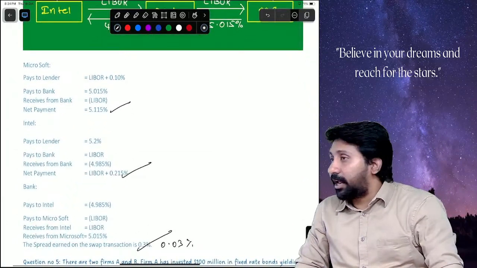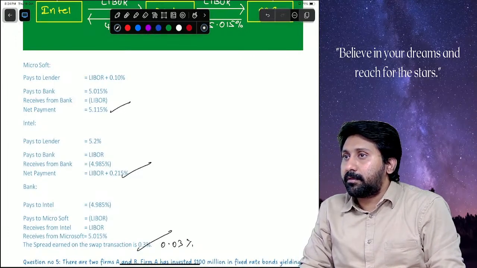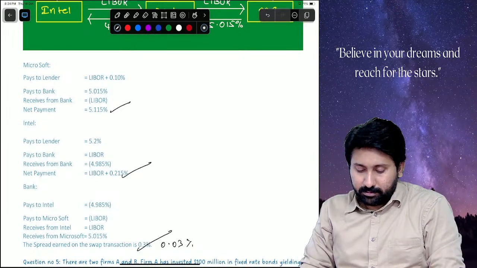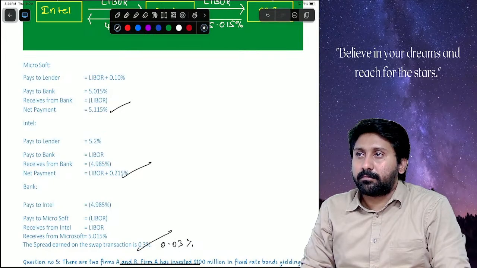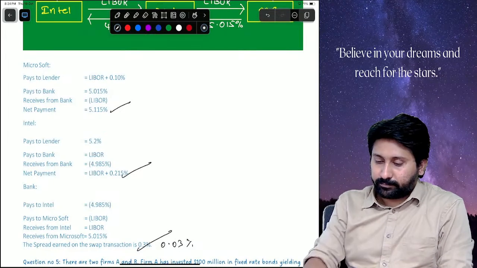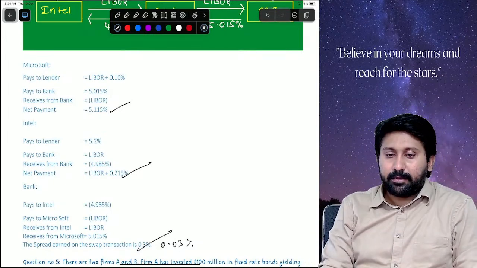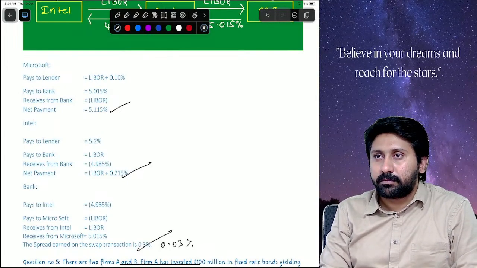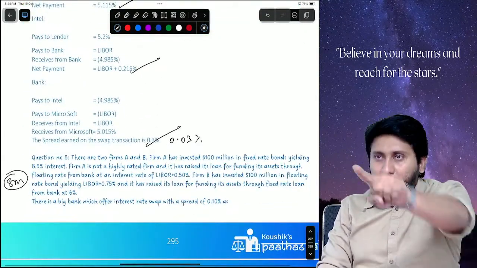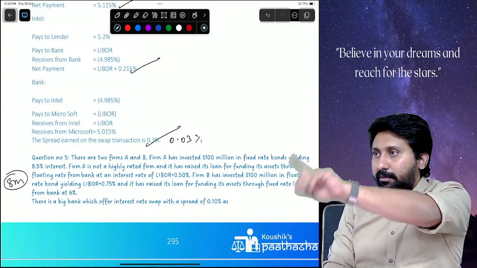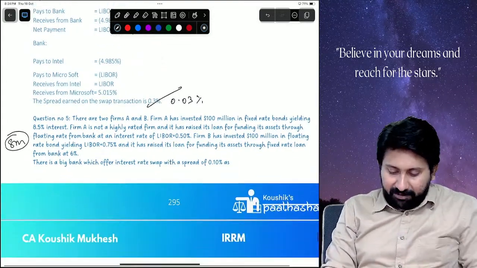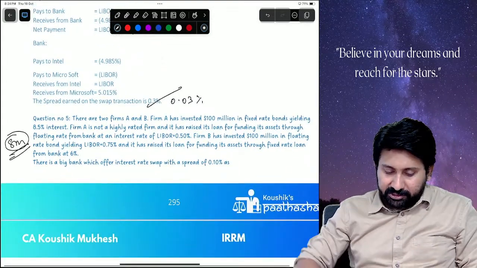Understood the transaction. Can I go to the next problem? Can I move to the next question? First, everyone understood this question clearly? Everyone? Question number 5. More worst question than before.